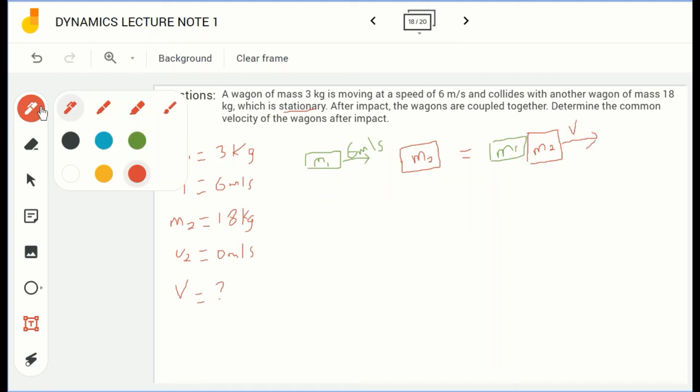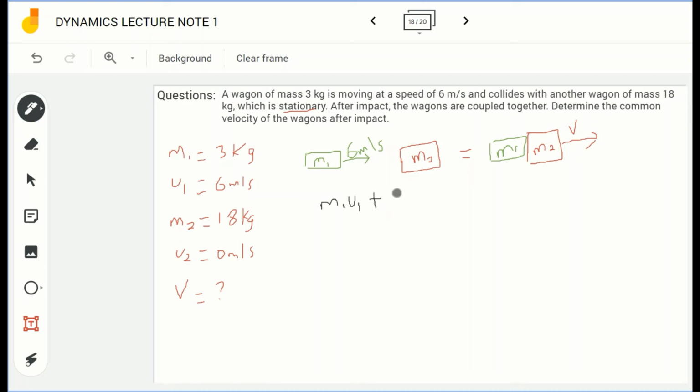All right. So what I do here is this. I will apply the formula. M1 U1, because they are moving in the same direction. Note that mass 2 is not moving, so it is a plus M2 U2 equal to, now because they move as one, I will add the masses, so it's M1 plus M2 times our V. We are asked to find the common speed at which they move after the impact.